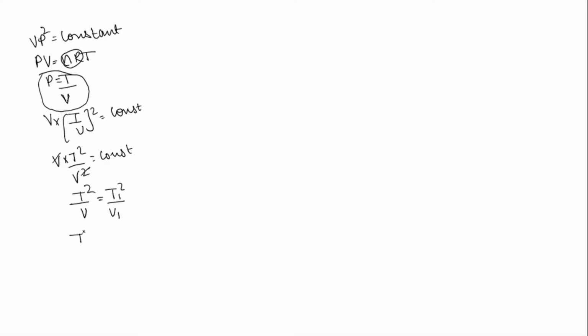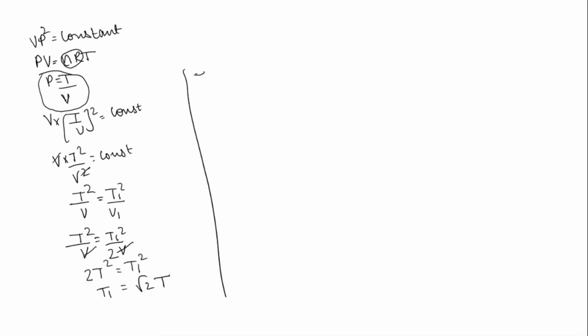So T square by V is equal to T1 square by V1, and the final volume is given as 2 times the initial volume, that is 2V. So V and V will get cancelled. So 2T square is equal to the final temperature square. So the final temperature is root 2 T. So the option is three.